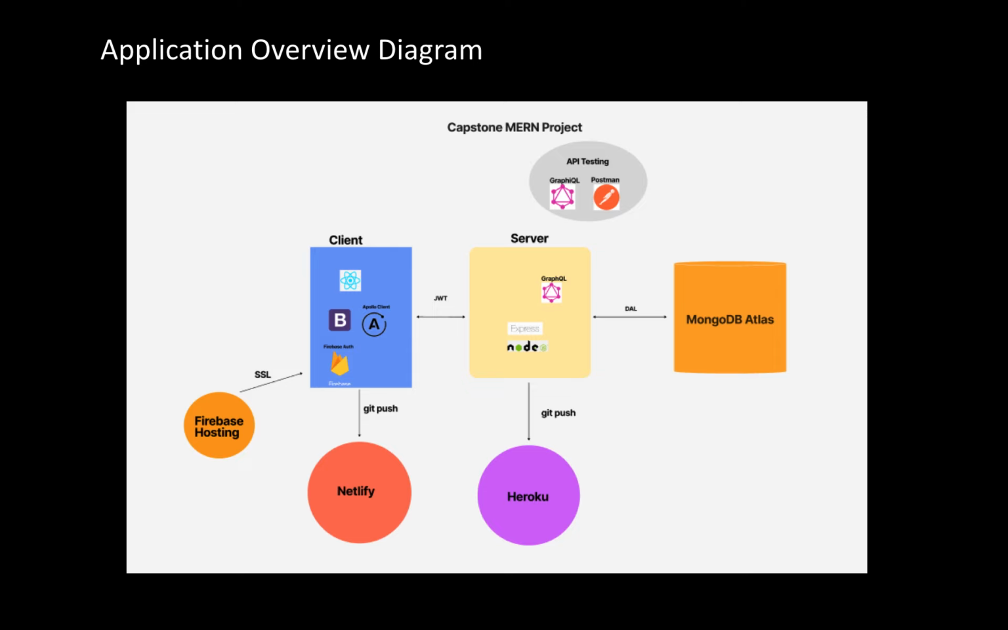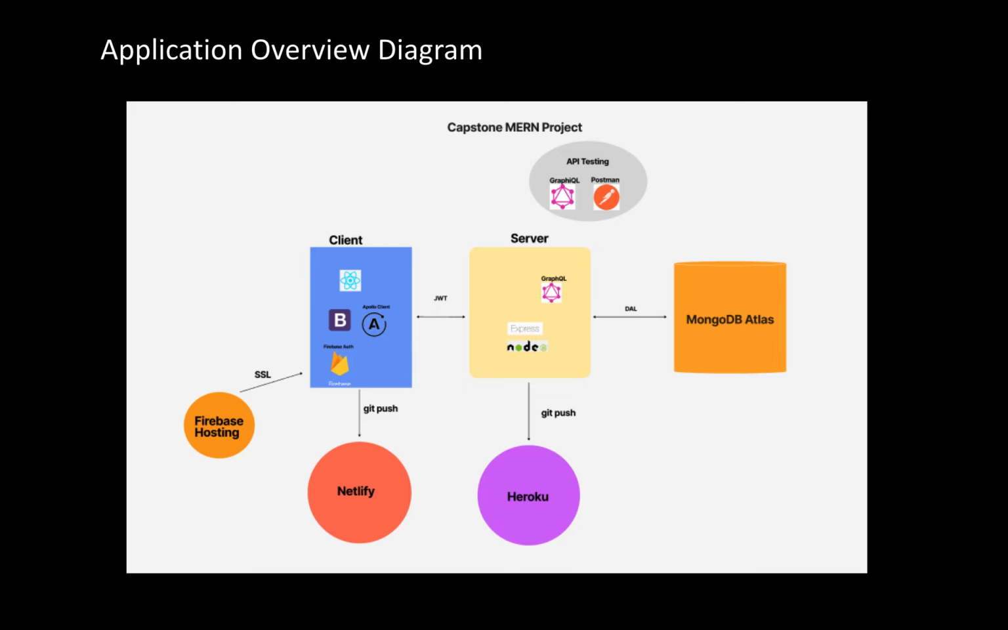For my client-side, I used React Bootstrap for UI design, Apollo Client to communicate with GraphQL, and Firebase Auth to assist with sign-in and mainly for Google sign-in functionality. I use Firebase hosting to get an SSL for my custom domain, mainly so I can use Google sign-in.